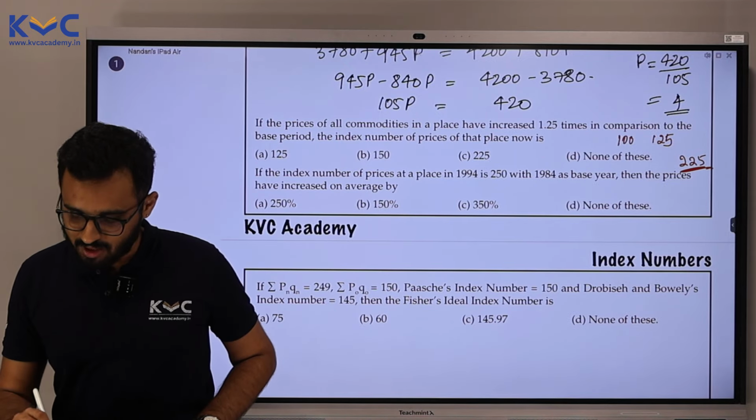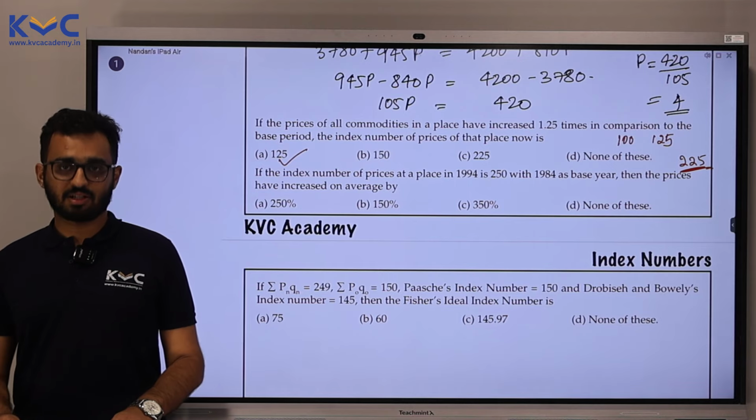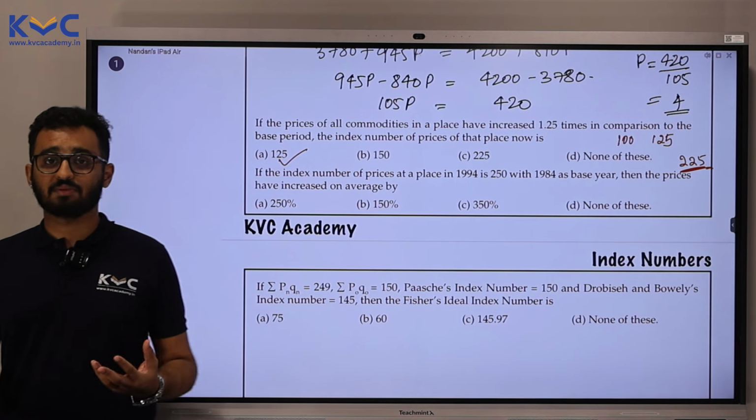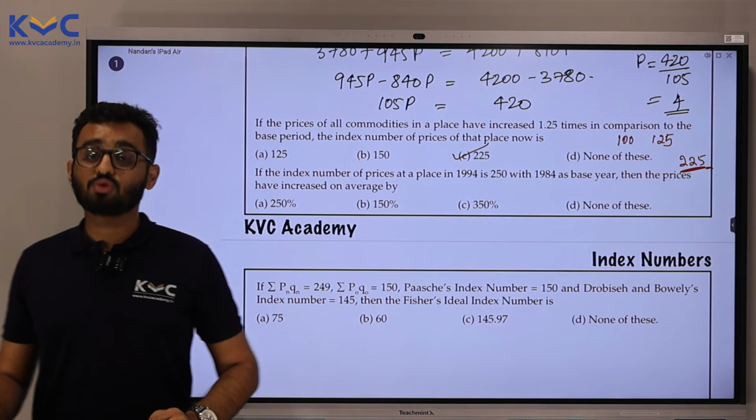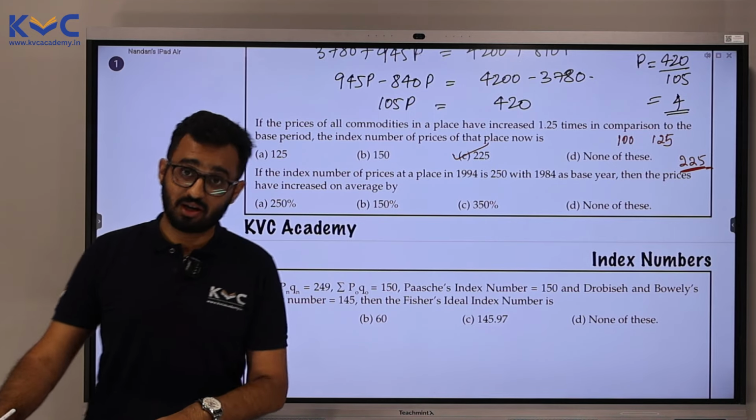Correct? 125 means you are telling 0.25 times increase, 25% increase. 1.25 times increase means 125% increase. So 125 gets added to 100. So the option is 225. Is it clear? Don't get confused.